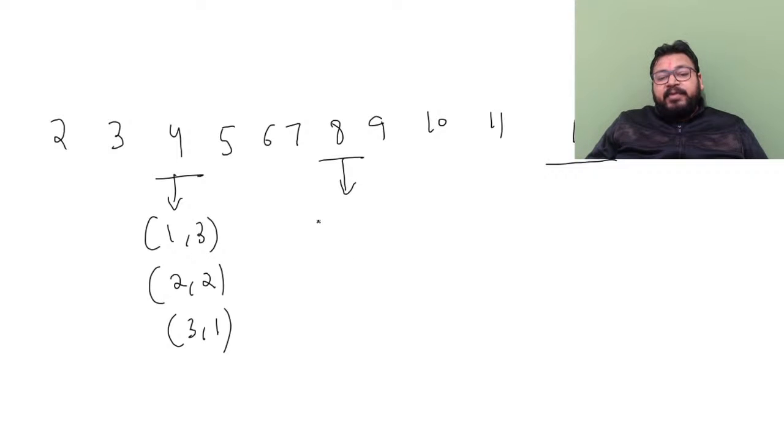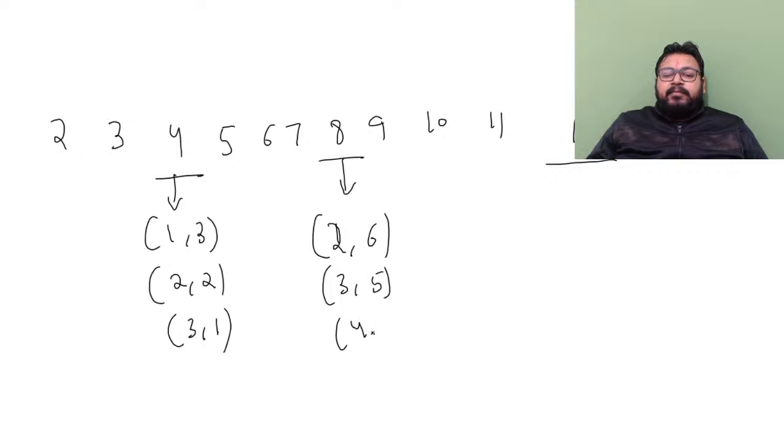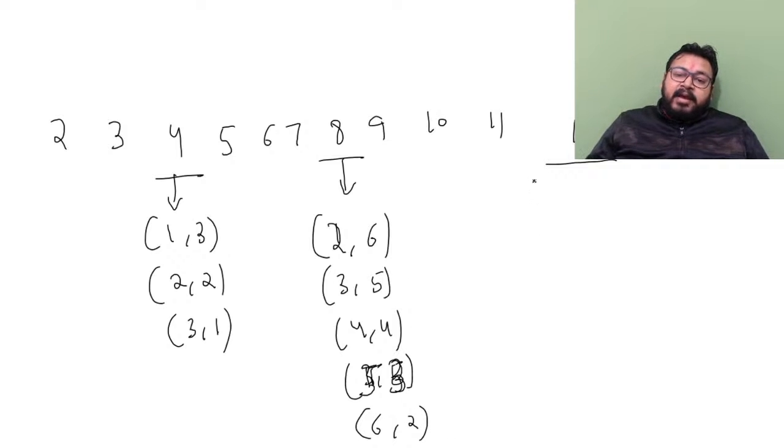And when the sum becomes 8, it is 2 6, 3 5, 4 4, 5 3, and then 6 2. So these are the possible cases. And for 12 we have only one, that is 6 6.